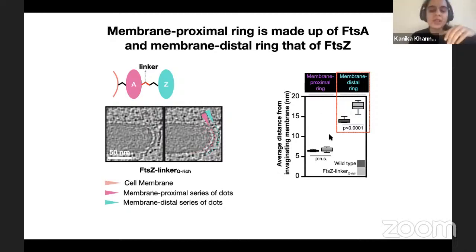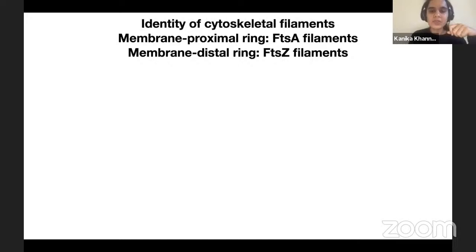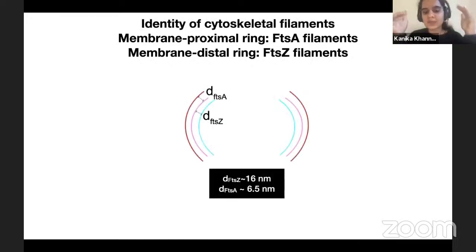FtsZ, versus the membrane proximal ring, which corresponds to FtsA, because we don't know of any other protein which forms filaments in vivo and in vitro. And based on the results in E. coli, we assigned the identity of the membrane proximal ring to be that of FtsA. So just to summarize, the cytoskeletal filaments that we see in dividing vegetative Bacillus subtilis cells during vegetative growth are FtsZ, which is the membrane distal ring that you see here in blue, and FtsA, which is the membrane proximal ring, which you see here in pink color.